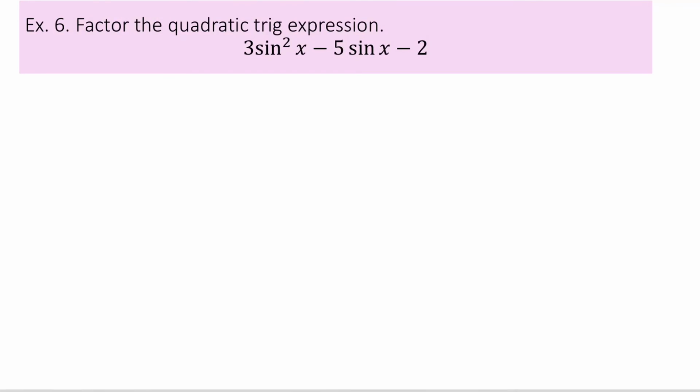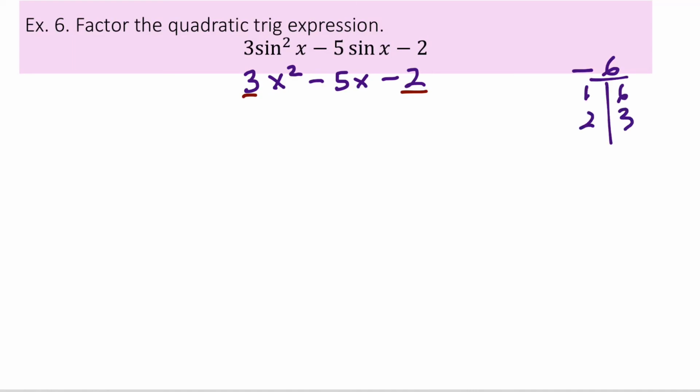So the last example we're going to do here is simplifying a quadratic expression, which is in terms of trig functions. So we think about these like we do a quadratic expression that would have the same coefficients. That would look like 3x squared minus 5x minus 2. So the way we factor something like that is we multiply a and c together, which gives you negative 6. We factor 6, 1 times 6, 2 times 3, and we choose the pair of factors that adds to give you your middle coefficient, negative 5.